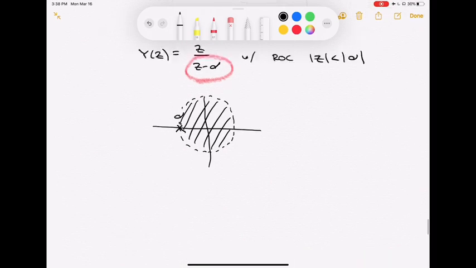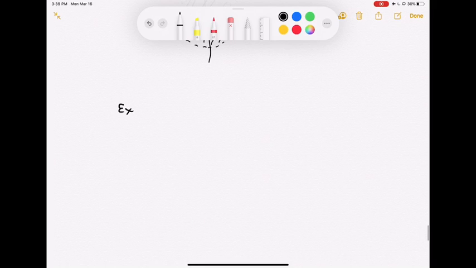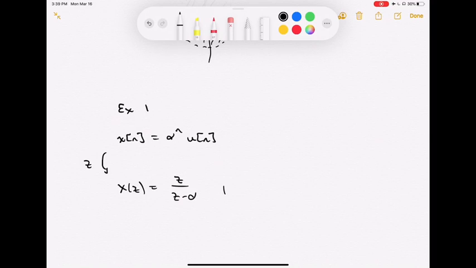So let's do the final comparison here and finish this lecture up. If you remember these particular examples, I had example 1. In example 1, I had x of n equal to alpha to the n u of n, and we went ahead and z-transformed that guy. I got X of z being equal to z by z minus alpha, with region of convergence norm z greater than norm alpha, something like that.